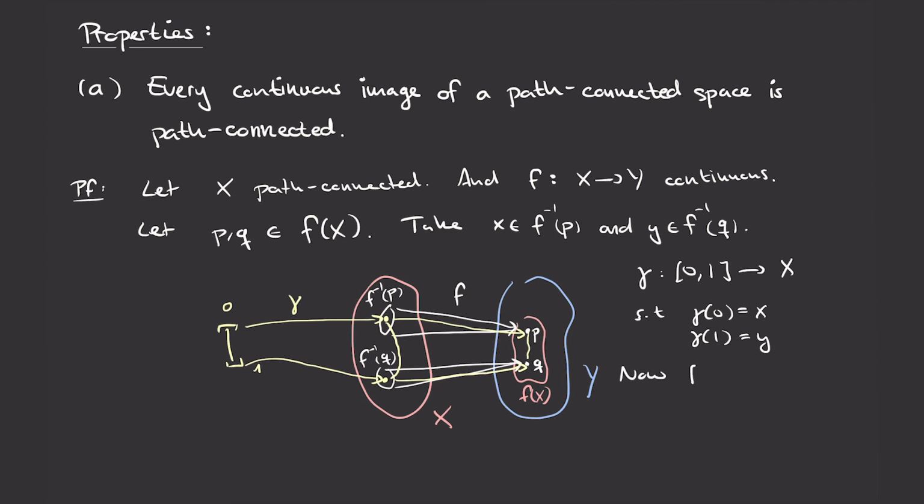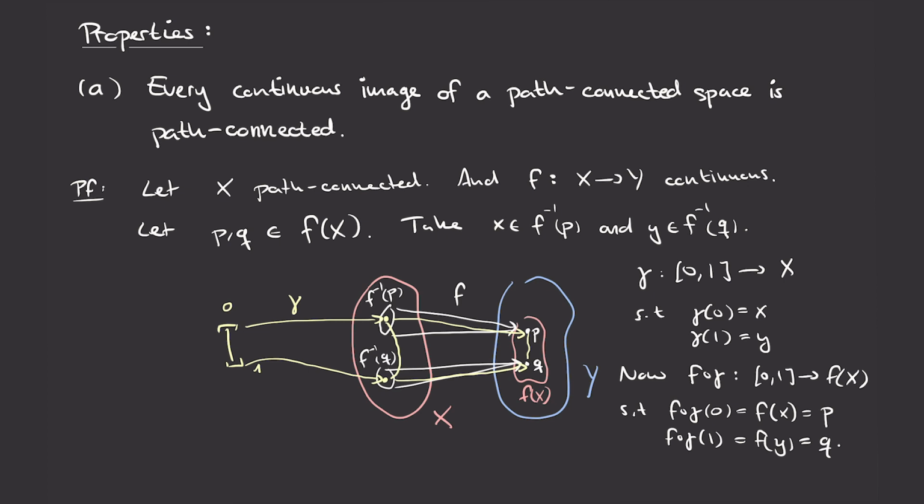Now if we compose f with gamma, this is a function that goes from the unit interval into the space Y, and even more particularly, it goes into the image f of X. And what does it satisfy? Well, f after gamma of 0 is the same as f of x, which by definition, the way we've chosen x in the pre-image of P, is P. And similarly, f after gamma of 1 is f of y, and this is Q. So it satisfies these conditions that the endpoints are mapped to the right place.